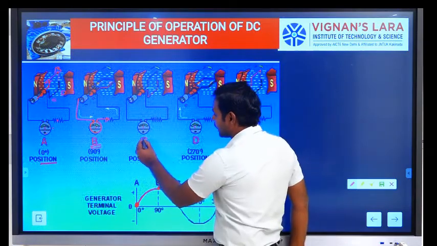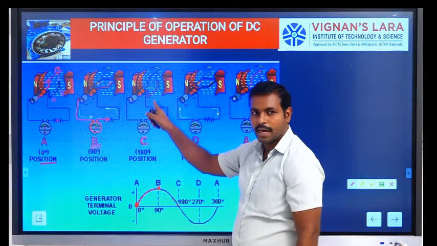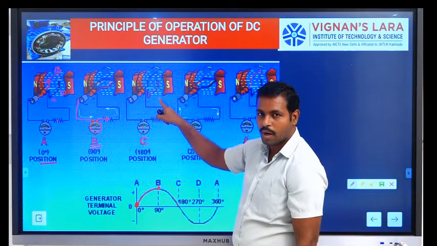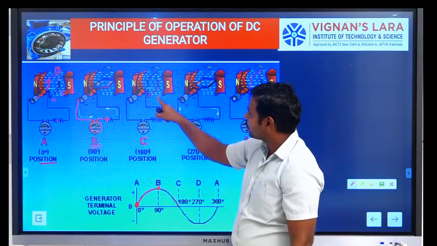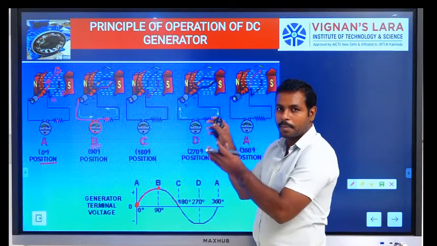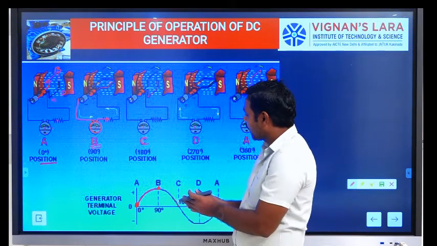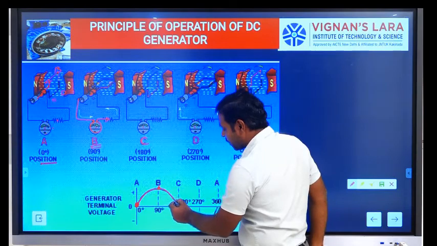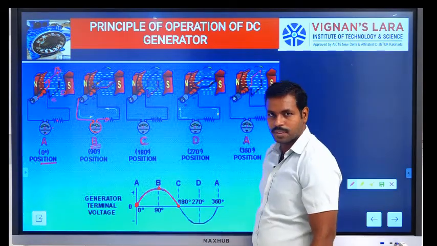In case number 3, the coil rotates from 90 degrees to 180 degrees. In this position, the flux cut by the rotor conductors goes from the maximum value to the minimum value, so the EMF induced in the coil is also reduced to 0.